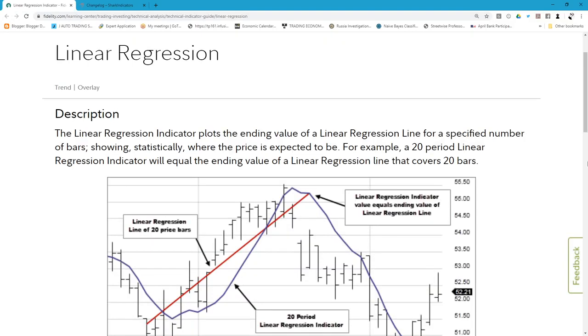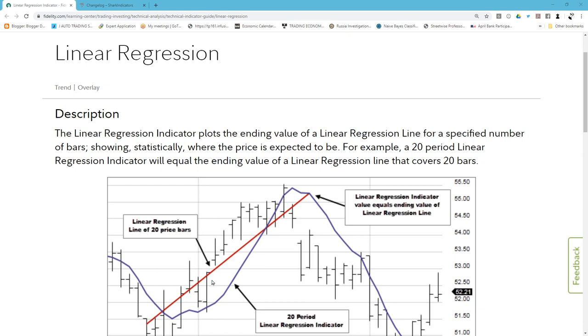The linear regression indicator, it is the most recent indicator, the LRT lines. It's both a trend identifying indicator and a trend following indicator. So it's like the Swiss Army knife. You're going to get the least squares fit method. So that's the best fit method.